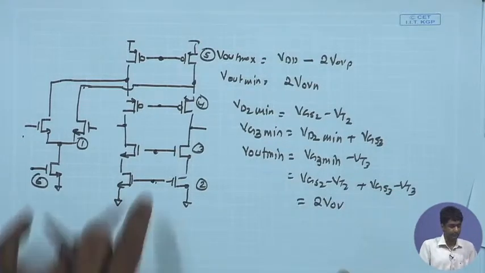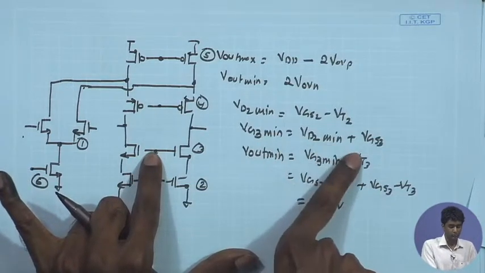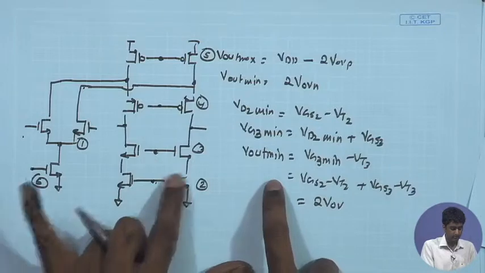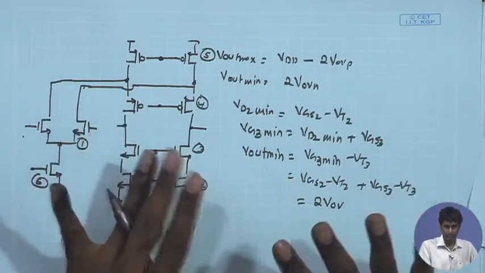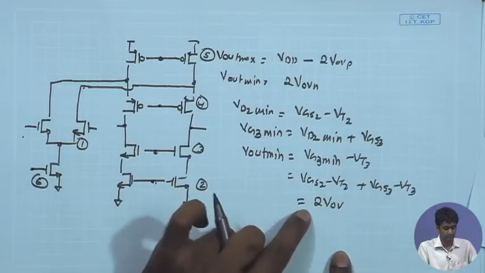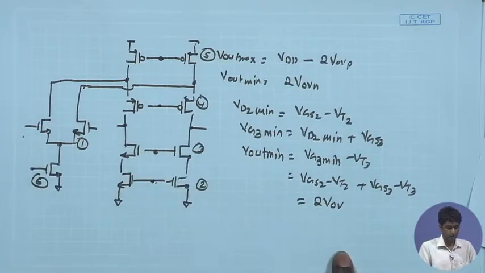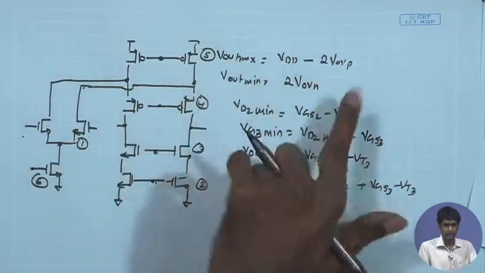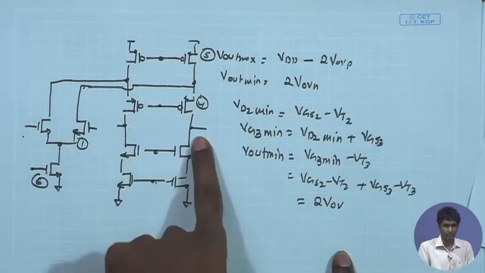This is the best you can have, the minimum allowed potential, provided VG3 is also equal to VG3 min, and the source potential of M2 is also equal to VD2 min. If you achieve that, then you can have the maximum minimum allowed potential at the output equal to 2 V overdrive. And likewise, on the upper side you can have VDD minus 2 V overdrive. You can verify that by tracking it from the topmost level coming to this point.